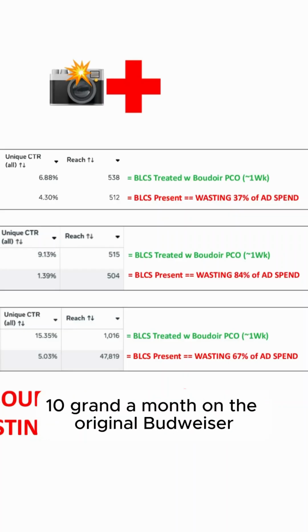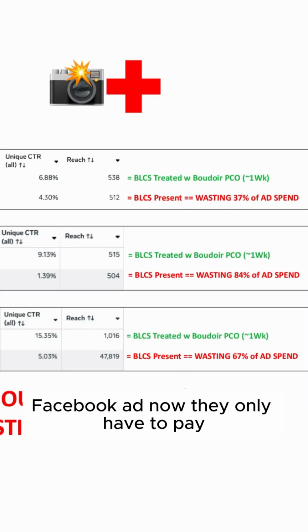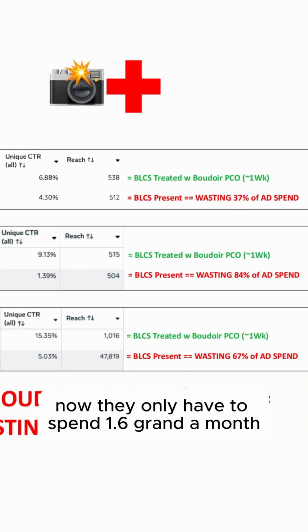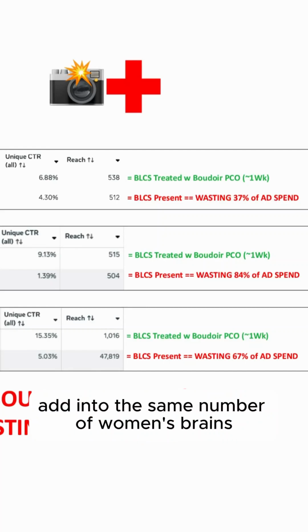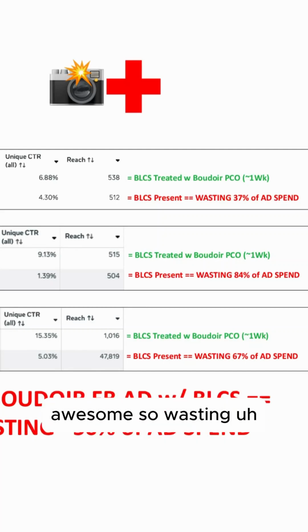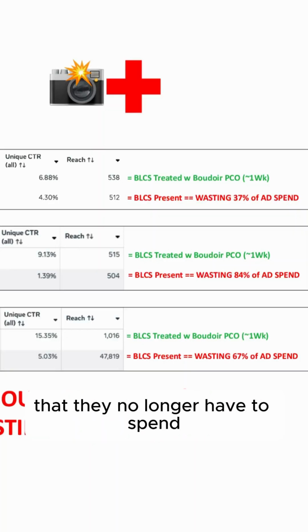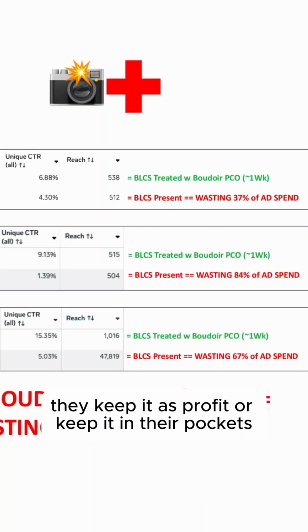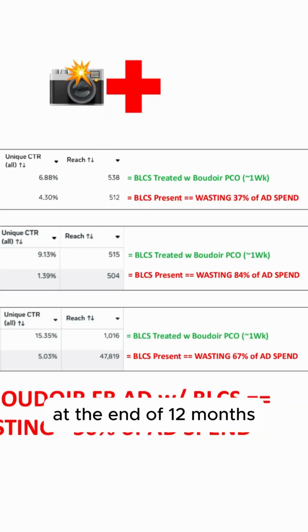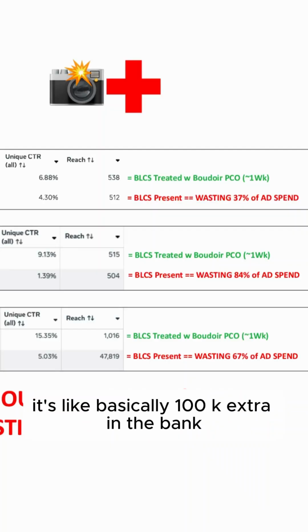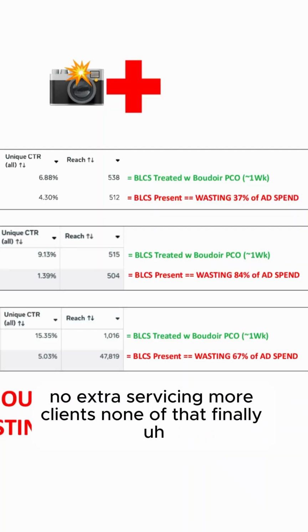So that means if they're paying 10 grand a month on the original Boudoir Facebook ad, now they only have to spend 1.6 grand a month with the Boudoir Pico treated ad to get their ad into the same number of women's brains. Awesome. So that $8,400 a month difference that they no longer have to spend, they keep as profit or keep in their pockets every single month. Basically a phantom profit, Boudoir Pico profit, whatever. At the end of 12 months, it's basically 100K extra in the bank. No extra work, no extra effort, no extra servicing more clients, none of that.